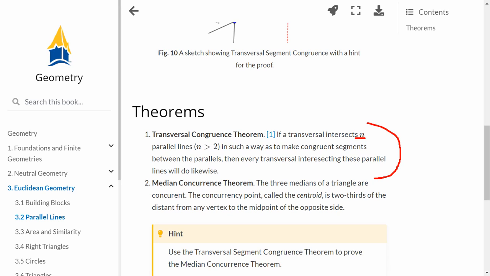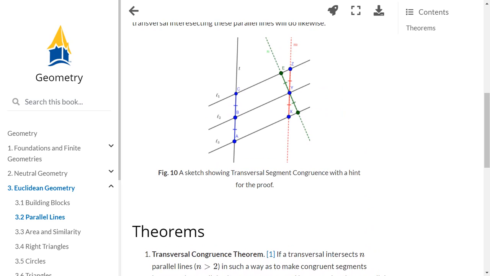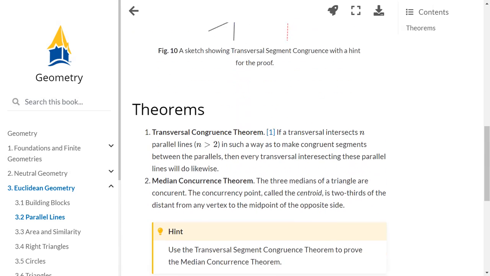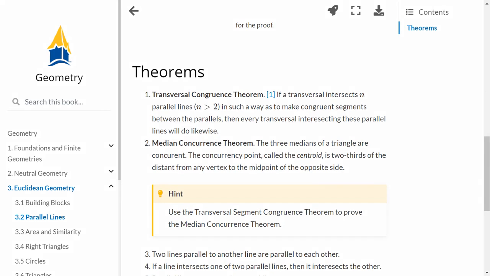This is the full transversal congruence theorem. And if you think about it, it requires an induction proof of the theorem, using the lemma. So the lemma actually turns out to be the motor, right, it's the base case from which we'll be able to push the transversal congruence theorem through using an induction proof. Okay. And once we have it, it turns out that the median concurrence theorem is pretty easy to prove.